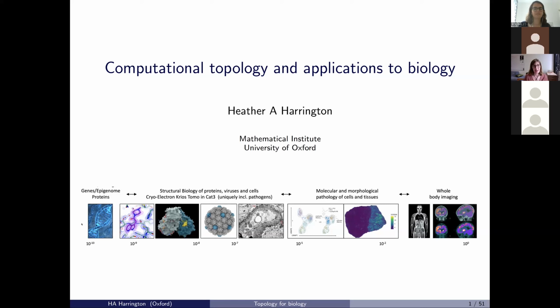Okay, so today I want to give you an overview of different applications of computational topology and how useful it can be to different areas of primarily molecular and cell biology. But of course, there's a very large range of possible applications.